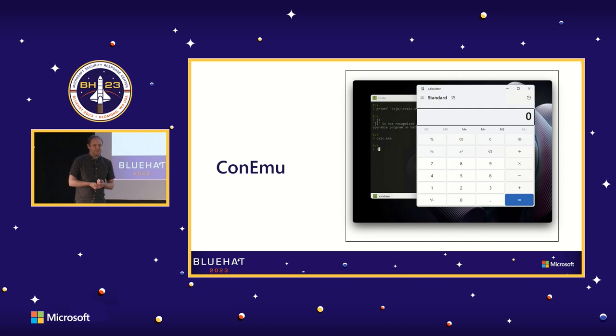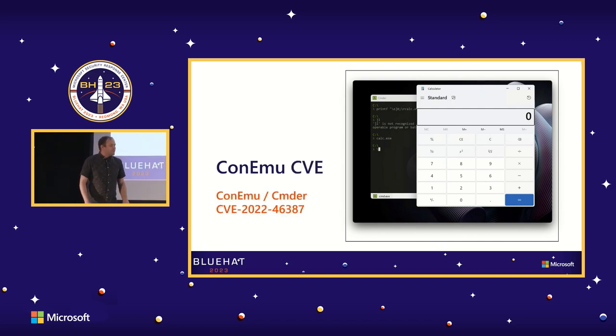So obviously I patched this back in, right? No. This actually is CVE-2022-46387. This was a CVE I found last year: basically, this particular console program for Windows hadn't actually patched a 20-year-old exploit and had just implemented it as a feature, basically.